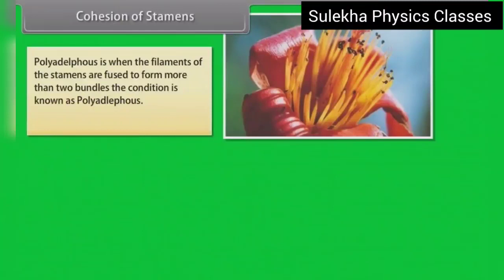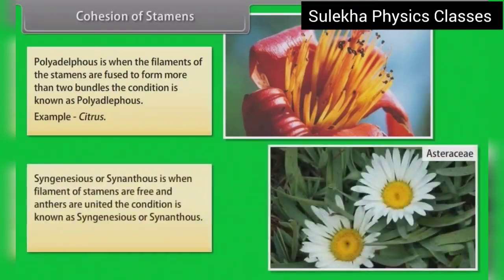Polyadelphous is when the filaments of the stamens are fused to form more than 2 bundles. The condition is known as polyadelphous. Example, citrus. Syngenesious or synantherous is when filaments of stamens are free and anthers are united. The condition is known as syngenesious. Example, Asteraceae.